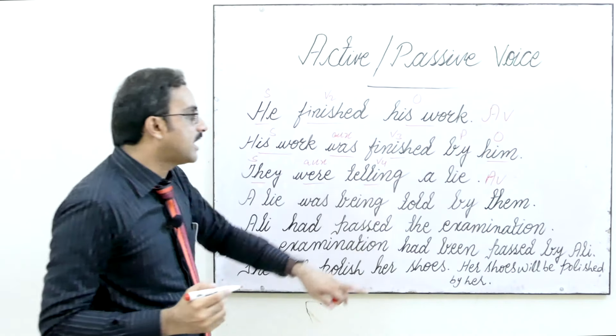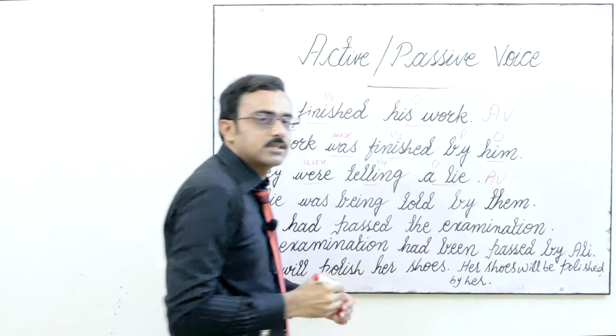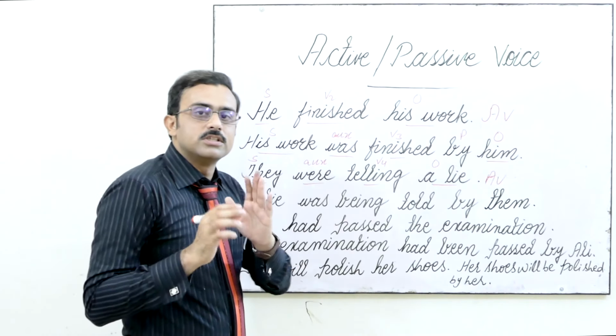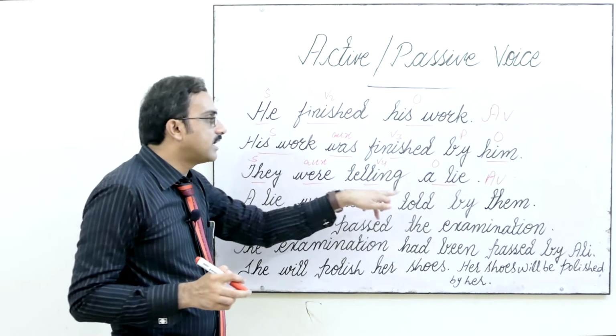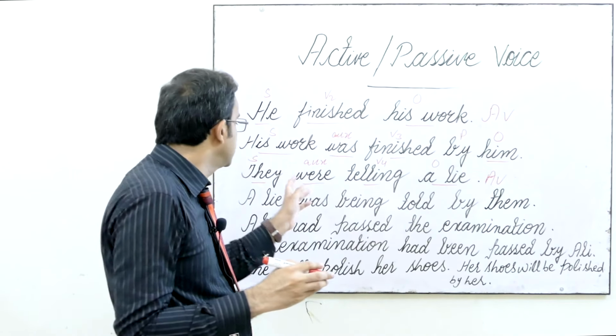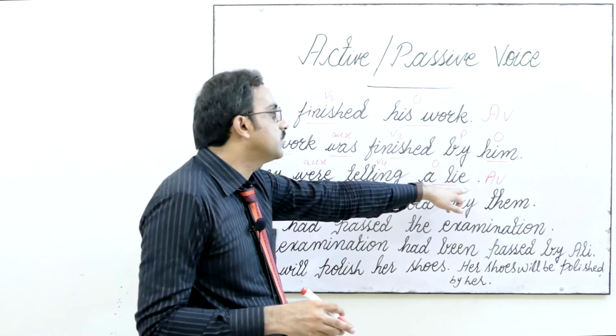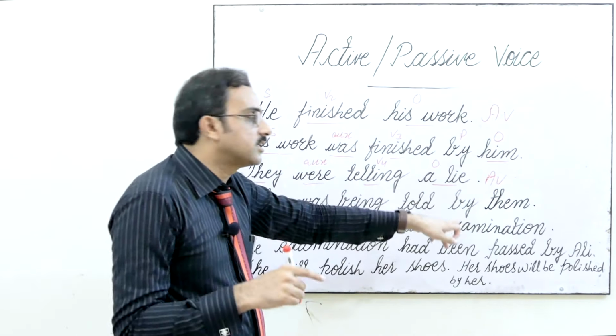V4. They were telling a lie. A lie is your object. So, did you see? They were telling a lie. The subject, the performer, is prominent. So, they were telling a lie. This is your past continuous tense.